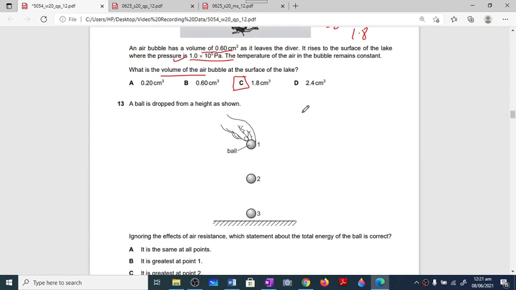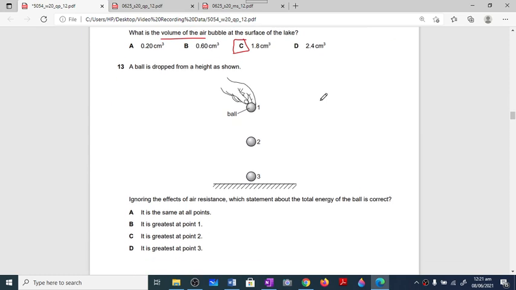Question number 13. A ball is dropped from a particular height as shown in the diagram, ignoring the effect of air resistance. So whenever there is no air resistance, it means that the energy will remain the same. There will be no heating effect. So which statement about the total energy of the ball is correct? So the energy will remain the same at all points because there is no rubbing with the air.